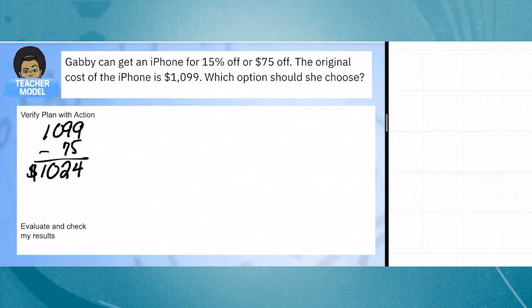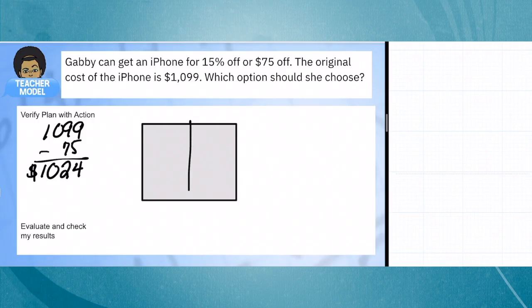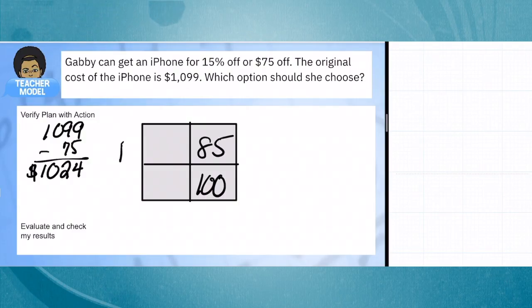First option is pretty easy to figure out. I just took $75 off and I get $1,024. Let's set up our second option. And again, I am doing it out of 100%, but instead of doing 15% and taking that off, I just want to find out 85%. So it's still a part to whole relationship, but I want to know what is 85% of $1,099.